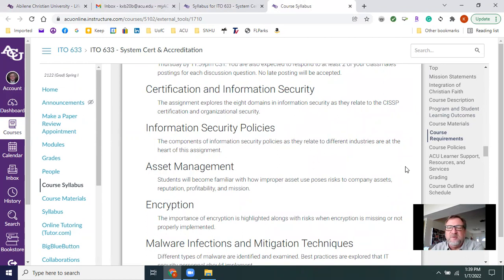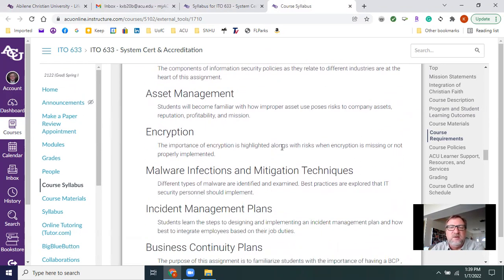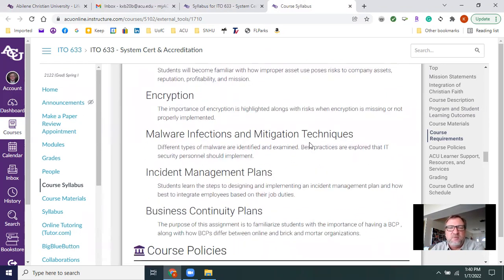Students will become familiar with how improper asset use poses risk to company assets, reputation, profitability, and mission. So asset management is critical for an organization. We'll look at encryption, the importance of encryption, and the risk when encryption is missing or not properly implemented. Again, we'll go over malware infections and mitigation techniques.